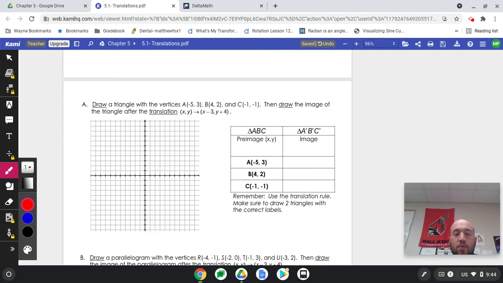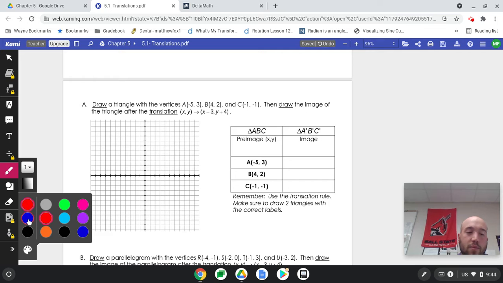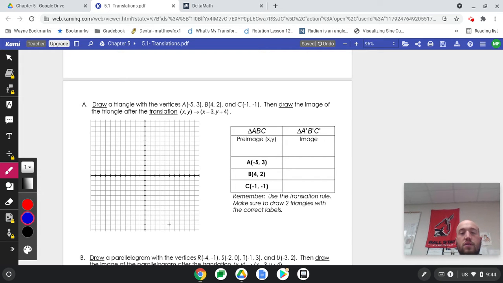So, on to the next one. Now we are going to start by plotting our pre-image, our initial shape. They tell us it's a triangle of A, B, and C. Keep in mind, negative 5, 3 is an x and a y coordinate. So we start at the origin, right here in the middle. Negative 5, 3 means left 5: 1, 2, 3, 4, 5. 3 means up: 1, 2, 3. And that is our A, our pre-image for A.